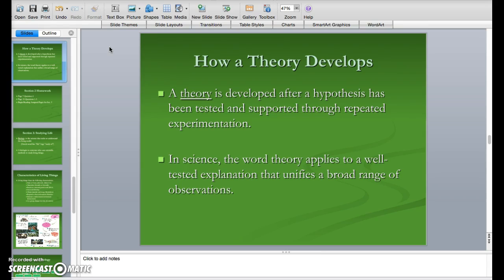In science, the word theory applies to well-tested explanations that unify a broad range of observations. So one of the big ones being the cell theory, we say that all living things are made of cells. We know that cells are the basic unit of structure and function of all life, and that new cells come from pre-existing cells. Those were experiments, all those statements of that theory were at once hypotheses that were tested and retested again to provide that factual evidence, and collectively those hypotheses have been developed into a scientific theory.